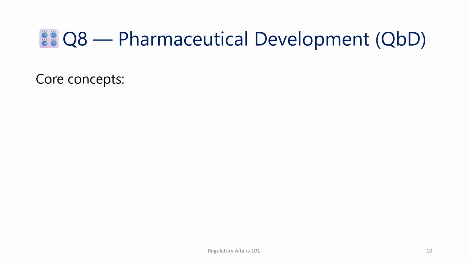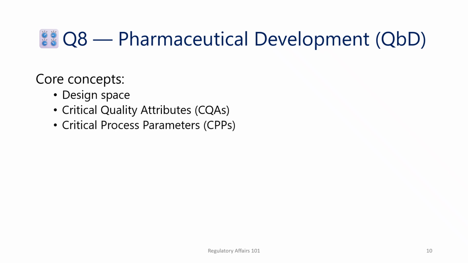Q8 introduces quality by design, design space, critical quality attributes, CQAs, critical process parameters, CPPs, and risk-based development. This guideline encourages deeper process understanding rather than trial and error.